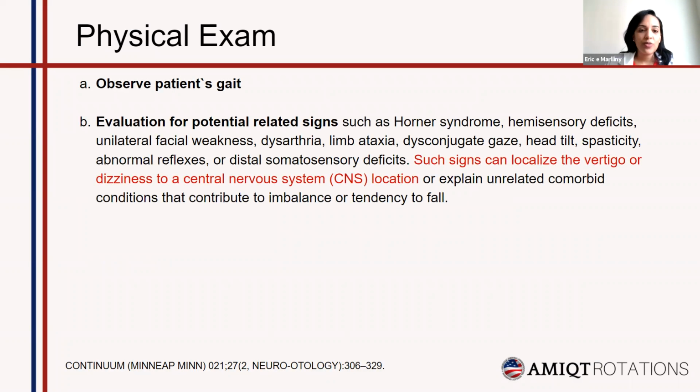Physical exam is also a very essential part. The first thing is to observe the patient's gait. Can he walk by himself? Does he need any help? Does he have any specific gait? So that's the first step. And then we can evaluate for potential related signs like Horner syndrome and hemisensory deficit, also trying to find signs that localize vertigo and dizziness to a central nervous system location.